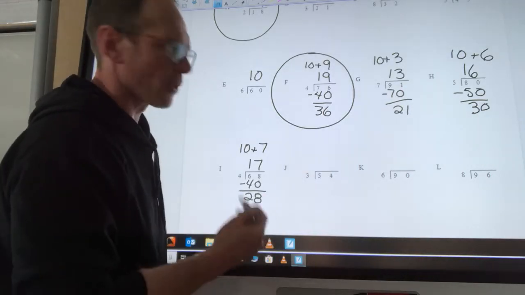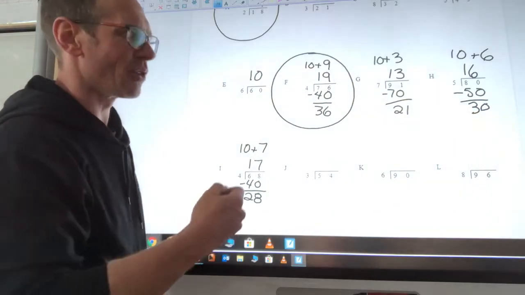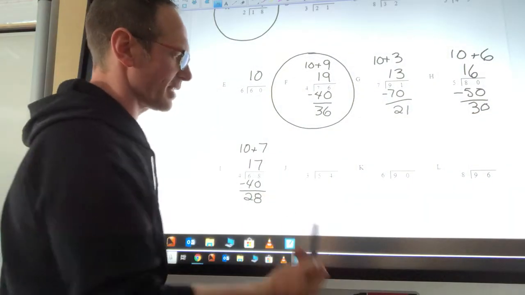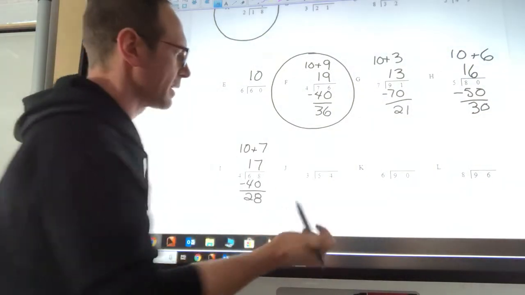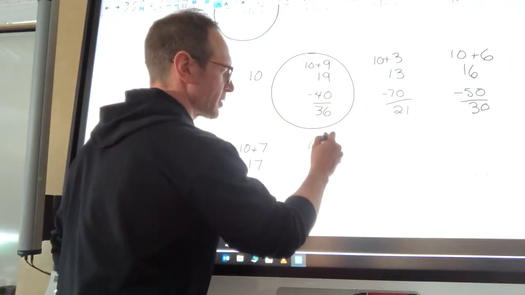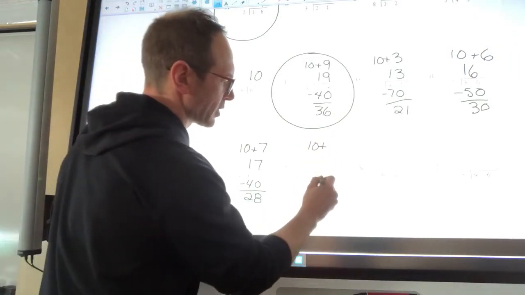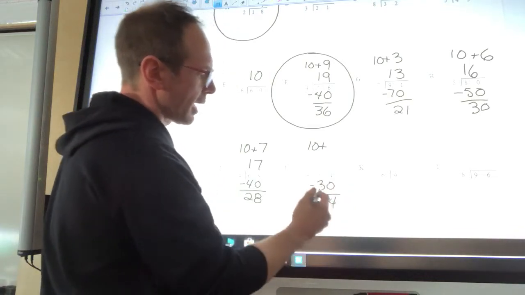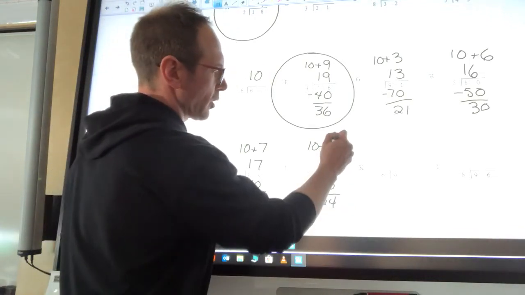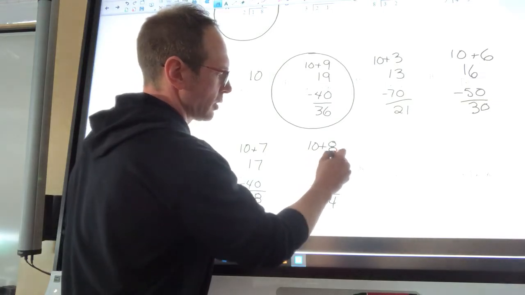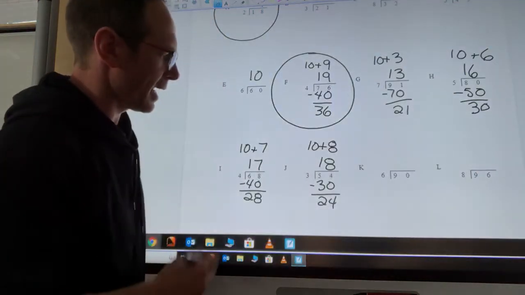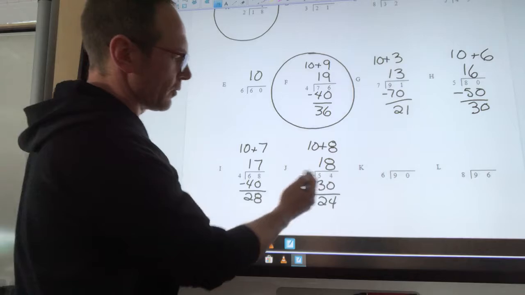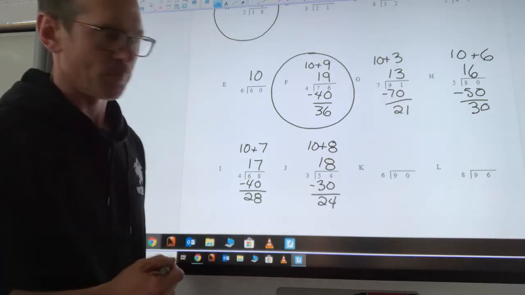54 divided by 3. 3 times 10 is 30, and 3 times 20 is 60. So it's going to be between 10 and 20. I know it's going to be 10 and something else. 10 times 3 is 30, which would leave me with 24. I know 8 times 3 is 24, so that means my total would be 18. 18 times 3 is 54, so 54 divided by 3 is 18.